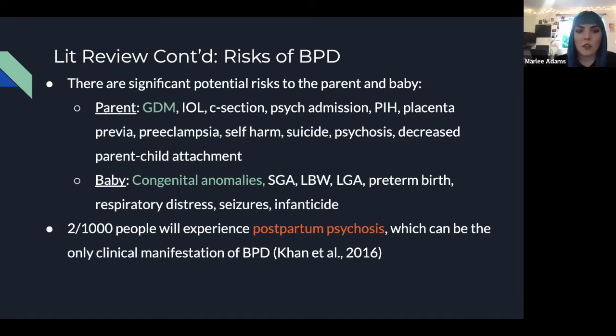The last thing I want to say about this is again about postpartum psychosis. 2 per 1,000 people will experience it, and it can be the only clinical manifestation of bipolar disorder if you don't screen someone. So they can go through their pregnancy perfectly fine, some of their postpartum perfectly fine, and then boom, someone's in a full-blown psychotic episode, and maybe we could have caught that if we screened them.